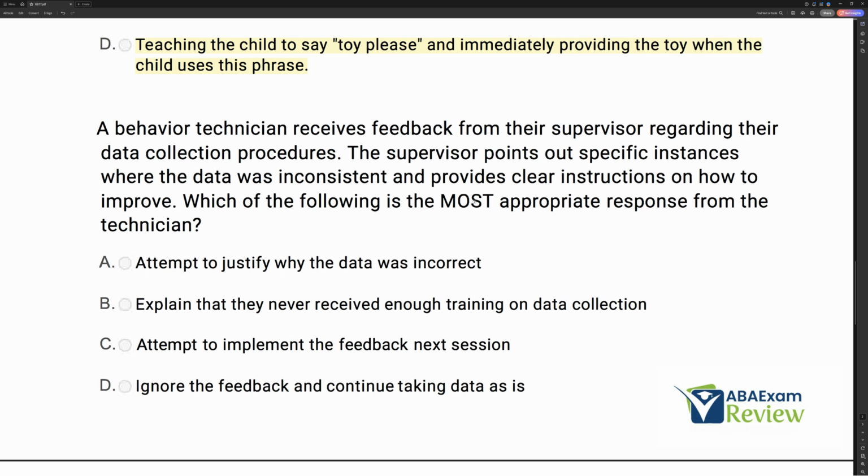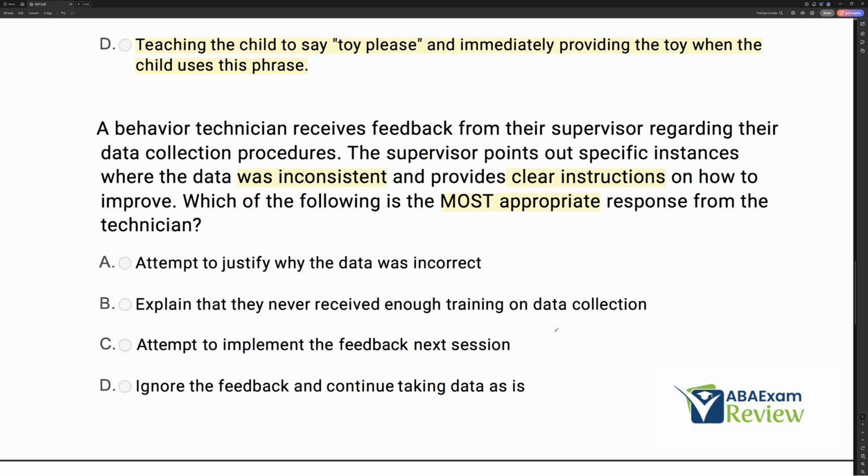Now, in this case, what's the most appropriate response? This technician was told by their supervisor that there are problems with the data, it's inconsistent, and on top of that, they are giving clear instructions on how to improve. So they're giving feedback on top of giving some training and instruction. How should they respond? A, attempt to justify why the data was incorrect. It doesn't really matter why the data was incorrect. It's incorrect, and so the supervisor spotted it. It's time to move forward, right? It doesn't matter exactly why it was incorrect. We now need to implement the new, better way and the right way to collect this data.